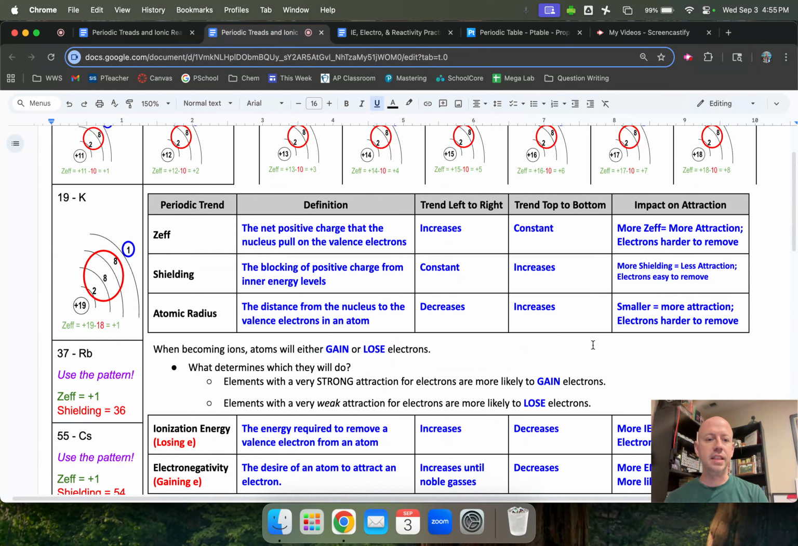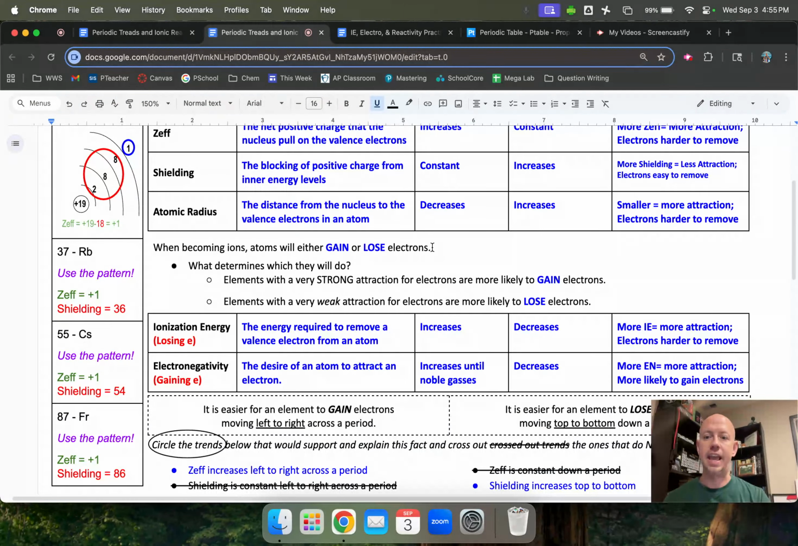So here, the gain, lose, we can fill those in as just facts. But what we're going to be doing on the tests, on the quizzes, on the claim evidence reasoning is making that connection between the patterns, left, right, up, down, and how that attraction turns into the ability to gain or lose.